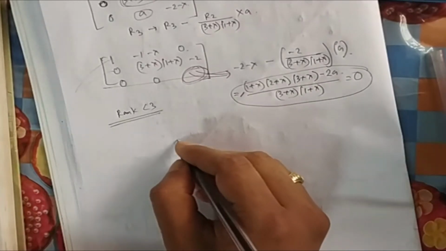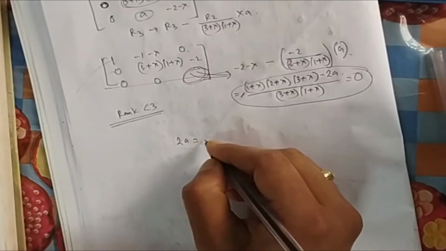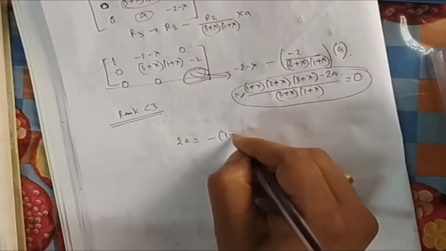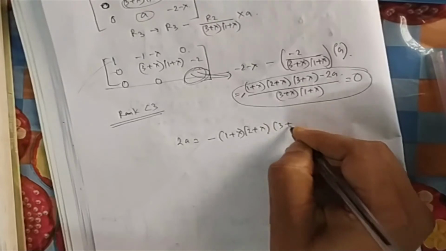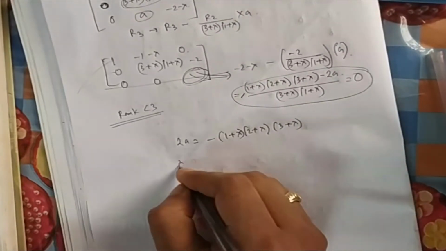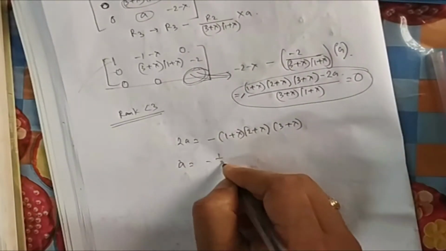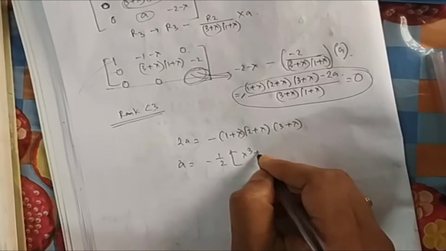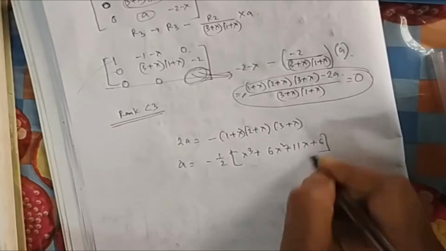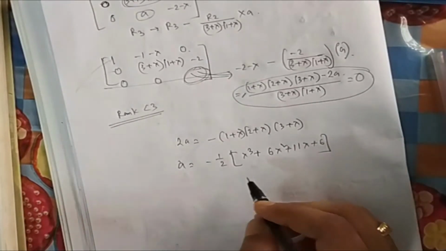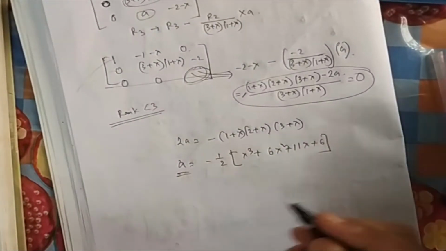You will get 2a is equal to this one, (1 plus lambda)(2 plus lambda)(3 plus lambda). If you multiply it, you will get minus half times (lambda cube plus 6 lambda square plus 11 lambda plus 6). Now what have they asked? They have asked to find the maximum value of a. Now how to find the maximum value?